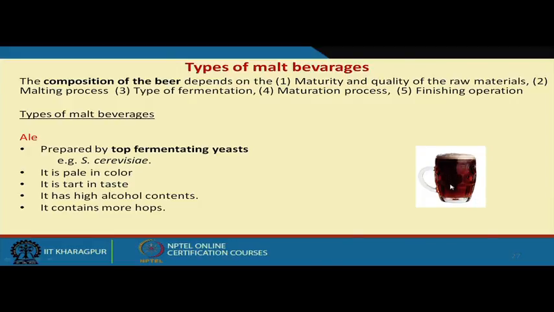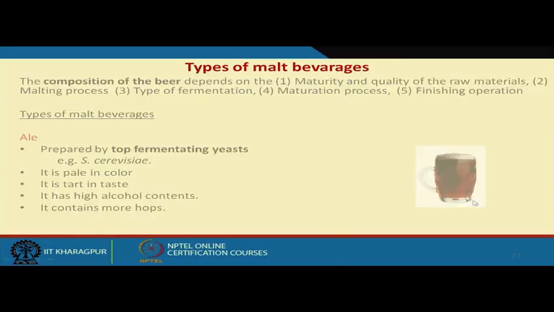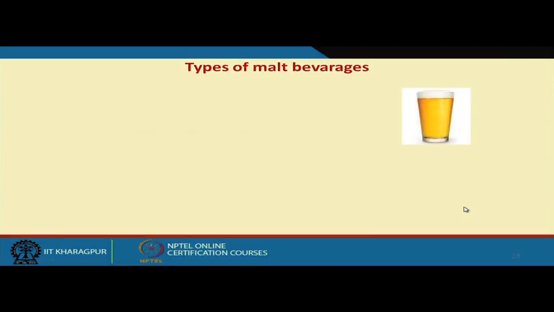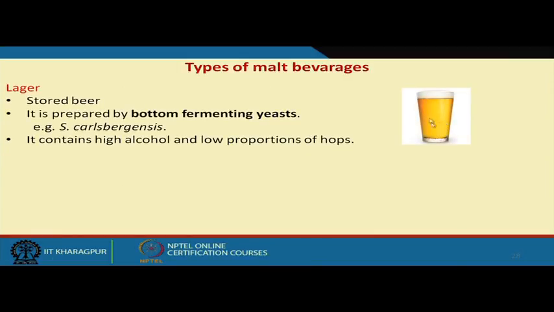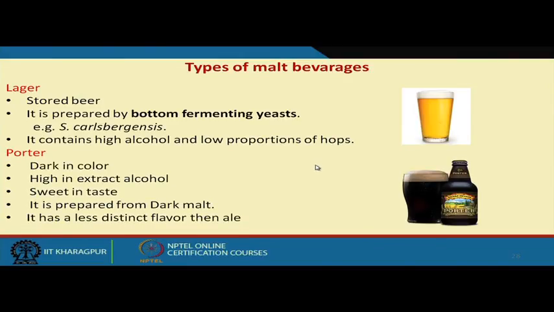That is not in practice in India, but in some places in the world they use this dark color beer. But in India, we mostly use the lager beer. Lager beer is a little bit yellowish in color. You can see this is how it looks. It's stored beer, and it is prepared by bottom fermenting Saccharomyces carlsbergensis. It contains high alcohol and a low proportion of hops, because I mentioned that a quarter pound of hops is required per barrel of the beer. And then we have the porter.